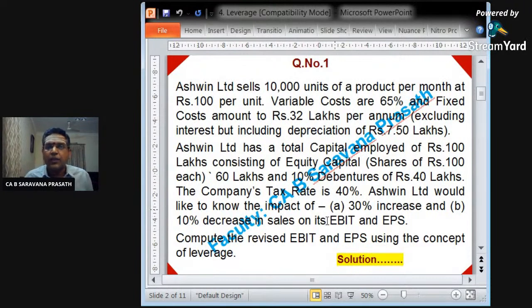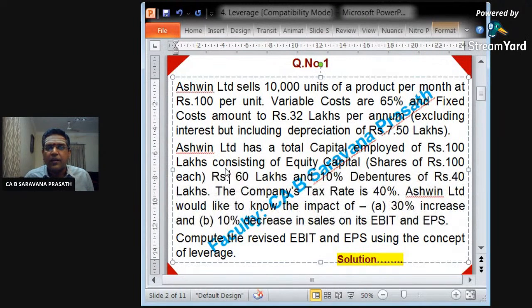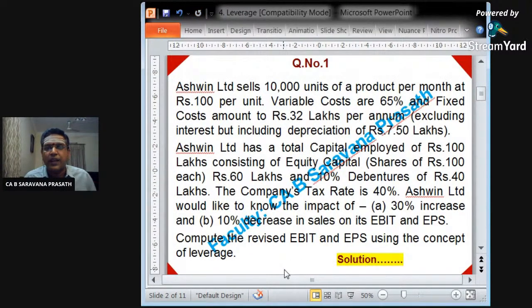Ashwin Limited has a total capital employed of 100 lakhs, consisting of equity share capital, shares of rupees 100 each, 60 lakhs, and 10% debentures of rupees 40 lakhs. The company's tax rate is 40%. Ashwin Limited would like to know the impact of a 30% increase and a 10% decrease in sales on its EBIT and EPS. Sales drops by 10%. Sales increases by 30%. What is the impact on EBIT and EPS?